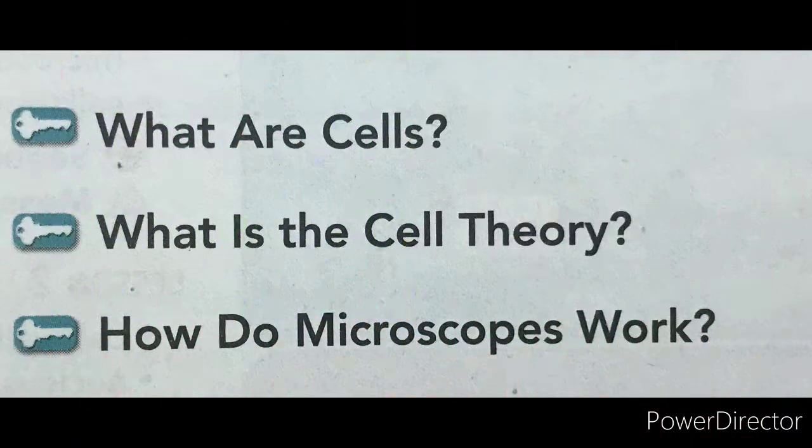Now you know what cells are, what the cell theory is, and how microscopes work.